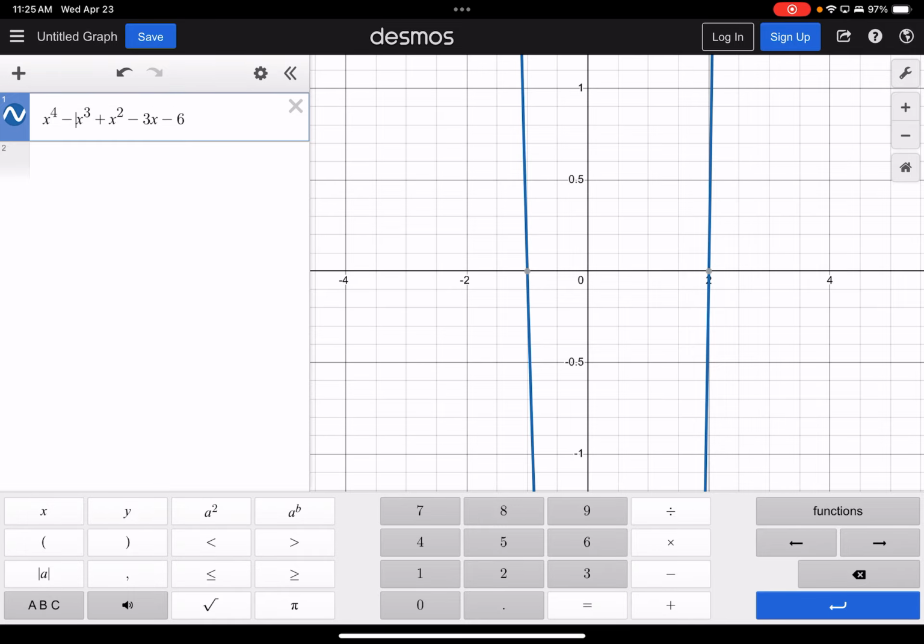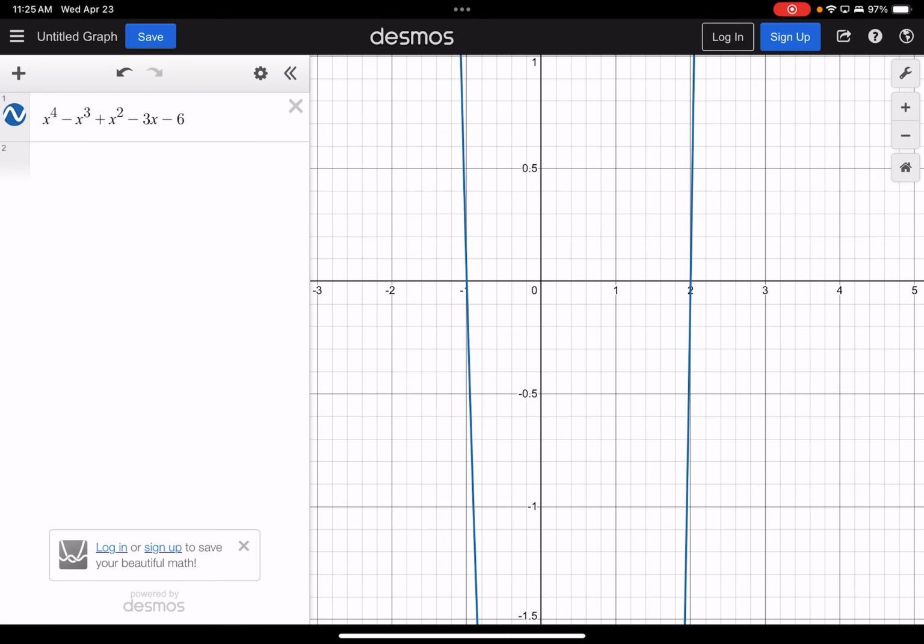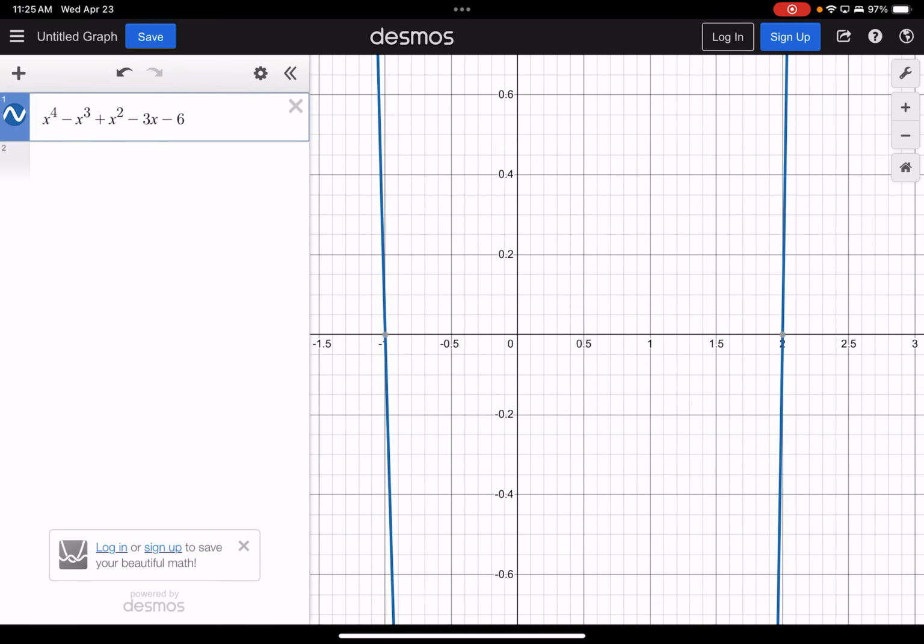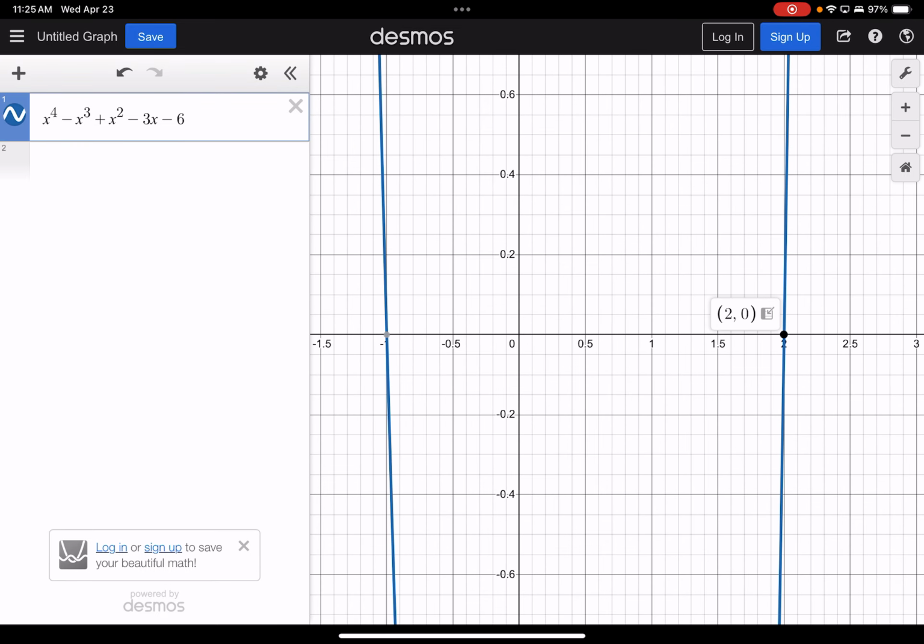So once I actually typed in the right equation, if we look on Desmos, look up at the board for a second, we can see, and you'll be able to see on your calculator, that it looks like I have a nice 0 at 2, and I have a nice 0 at negative 1.